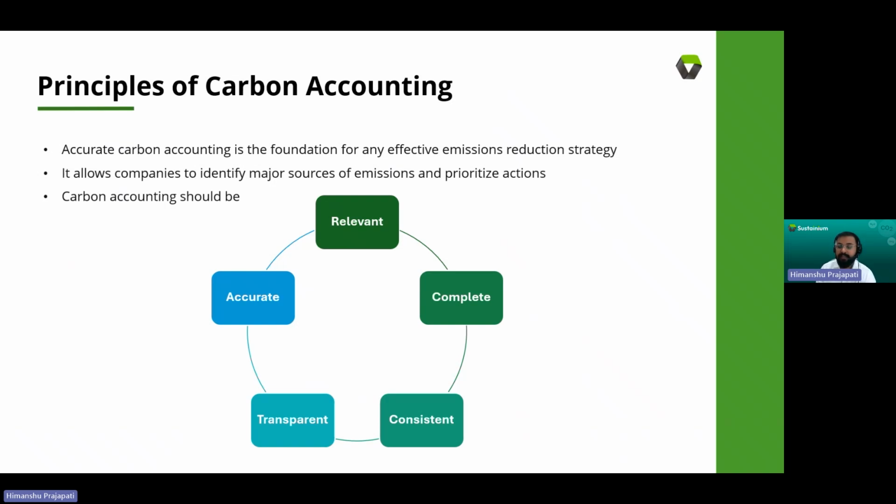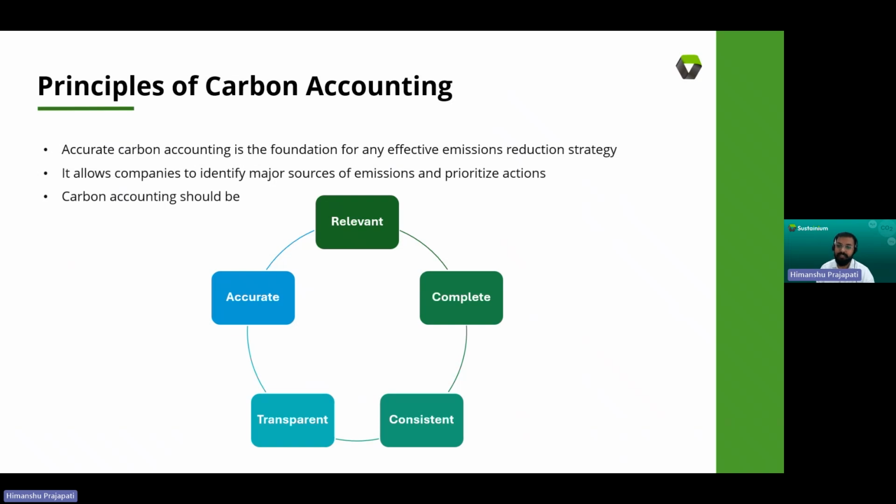Thereafter, it's important that the carbon accounting is transparent. That means you are able to clearly showcase what emission factors you are using and what methodologies are being utilized in terms of calculating those emissions. And this is something that's paramount. In fact, carbon accounting is done primarily so that you are able to disclose those emissions in your sustainability report or your ESG report.